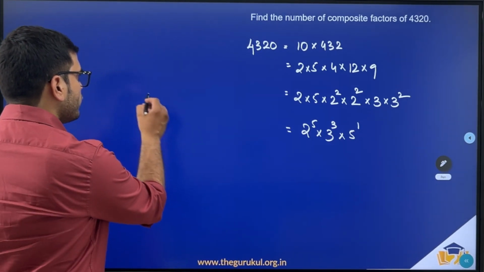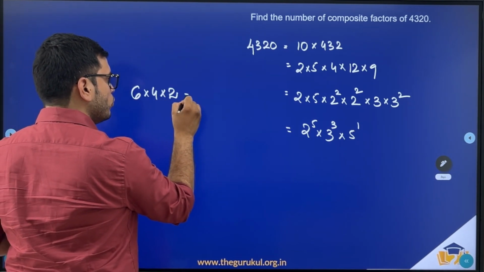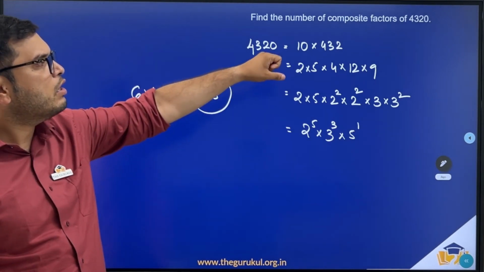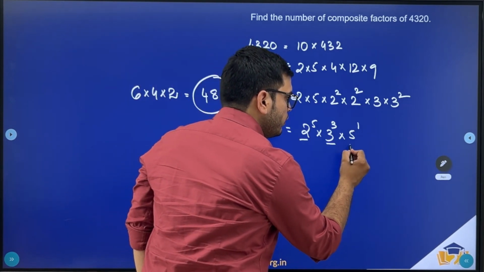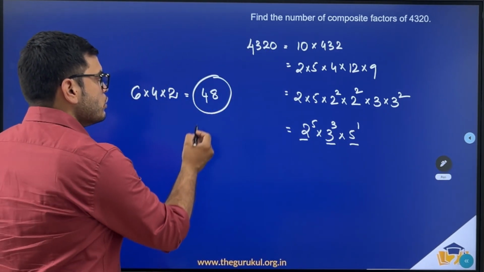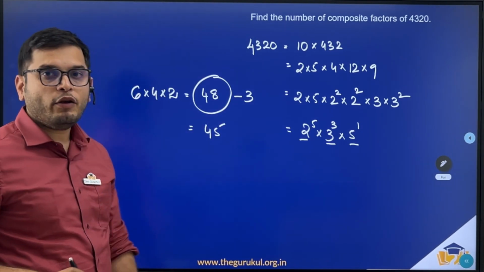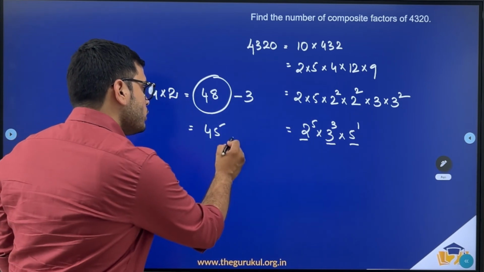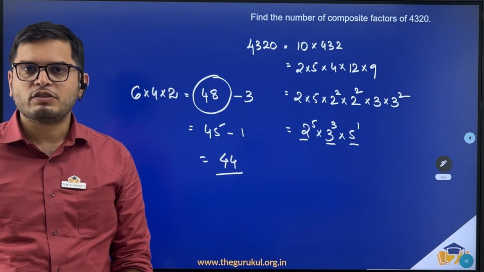The total number of factors would be 6 into 4 into 2. That is nothing but 48. So you have a total of 48 factors for 4320, out of which 2, 3 and 5, you have 3 prime factors. So 48 minus 3, 45. And you have a factor 1. Right, 1 is neither prime nor composite. So 45 minus 1, 44 should be the answer for this question.